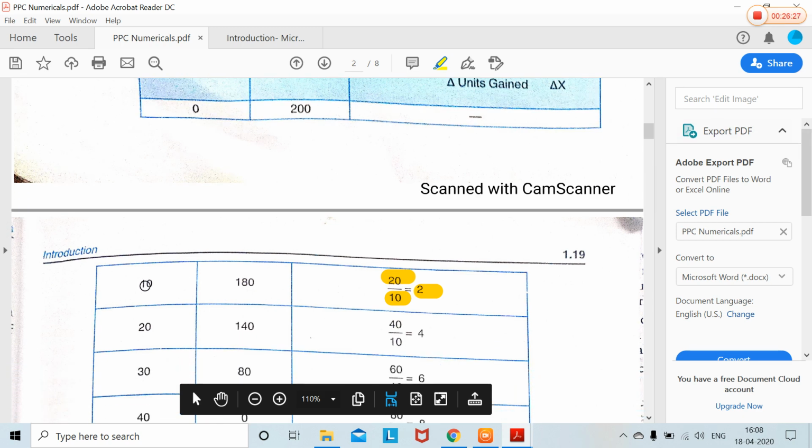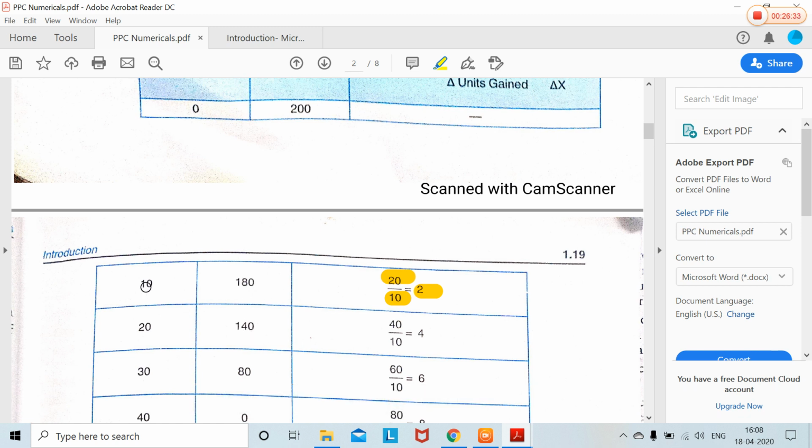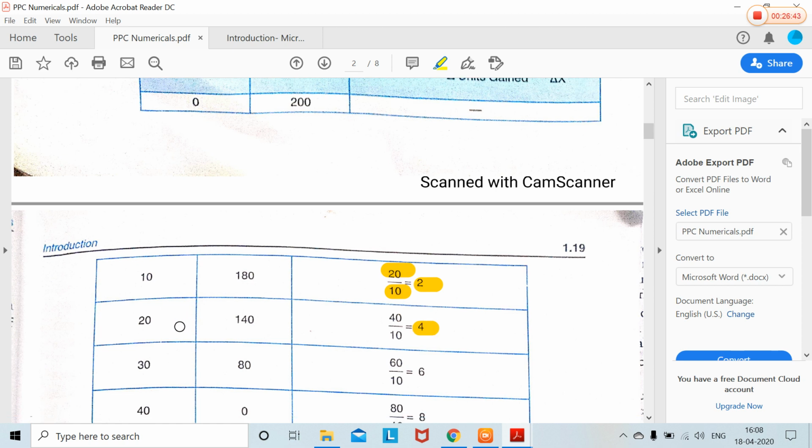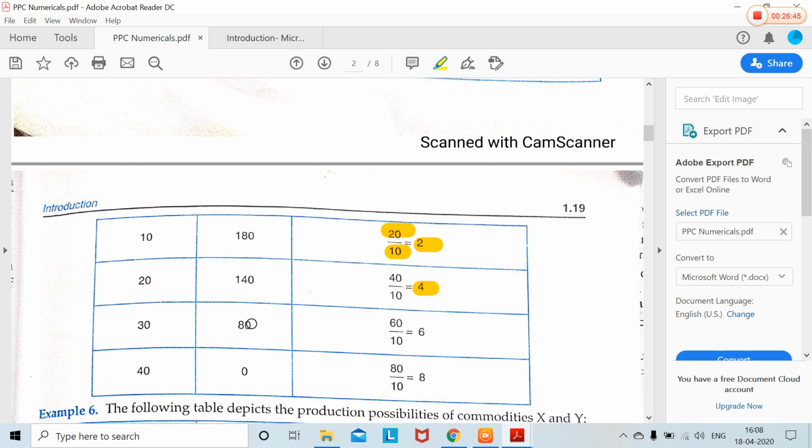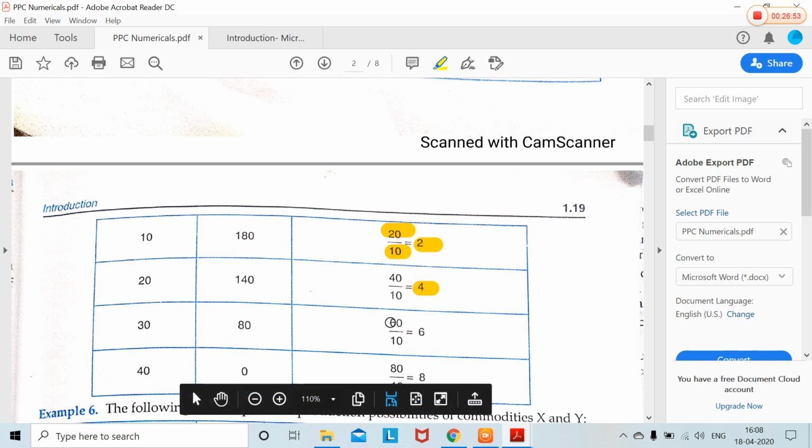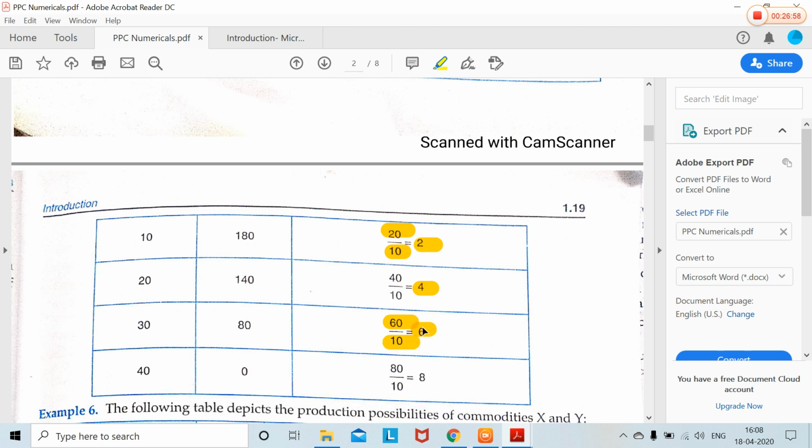Then the economy is going from 10 to 20 and it is losing 40 units. 180 to 140 we are going. Again, we are losing 40 units but with a gain of 10 units. It means 4 units are lost this time for a gain of 1 unit. Next, the economy is going from 140 to 80. So what will be the MOC? We have lost 60 units but again with a gain of 10 units. So 60 upon 10, we'll get the loss for 1 unit. So 6 units are lost for a gain of 1 unit.